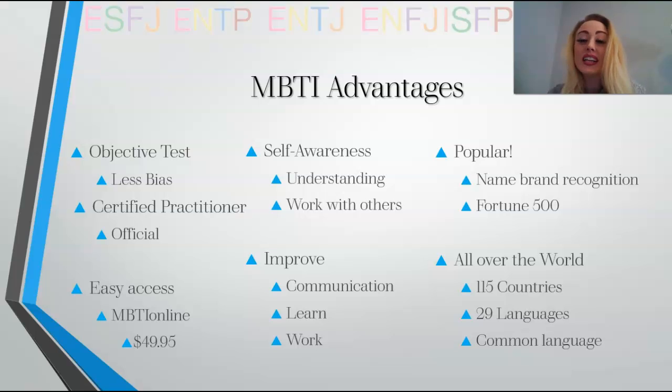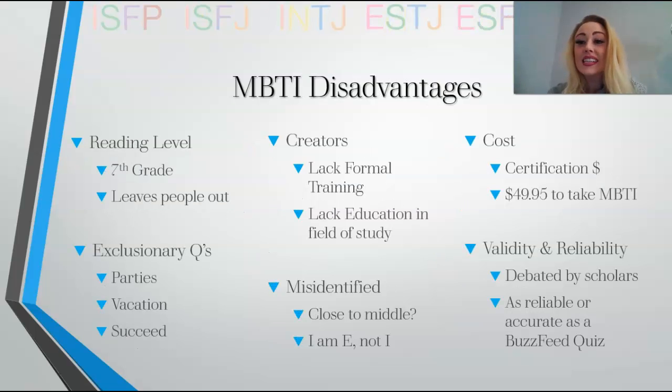They also provide easy access. If you can pay, you can play. The Myers-Briggs company offers the only official Myers-Briggs Type Indicator test for the cost of $49.95, available on MBTIonline.com. Just as it has its advantages, it also has its disadvantages.